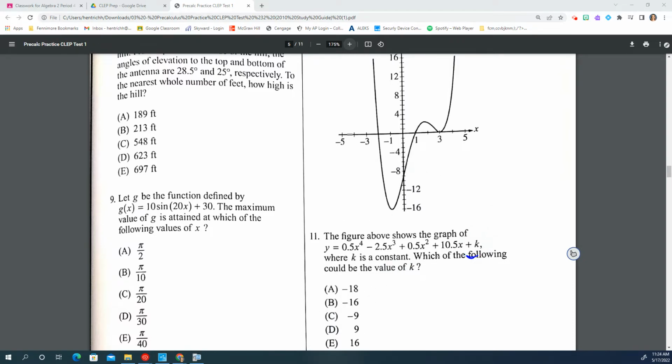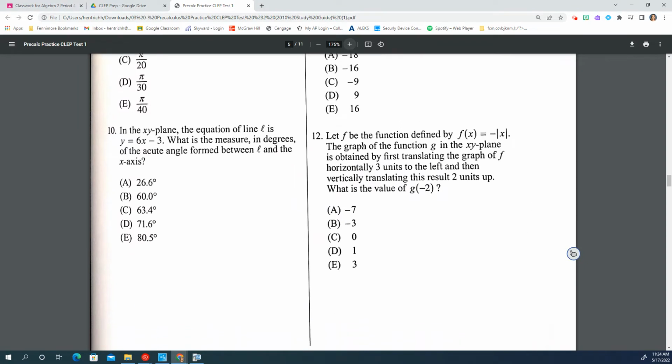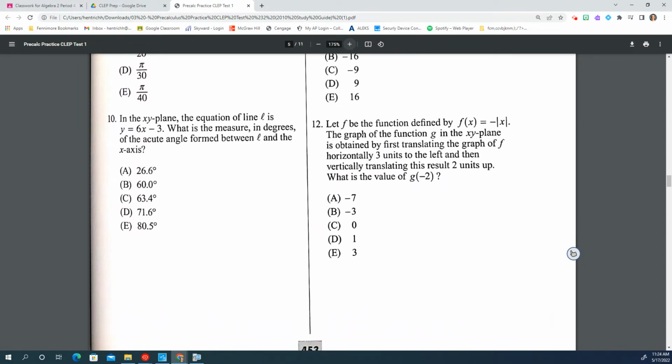All right, the next one's off your homework. It's transformations. We have a reflected absolute value curve right here, a V shape reflected. They want us to first translate this 3 units to the left and then vertically translate this 2 units up. Then we'll tackle the next part.